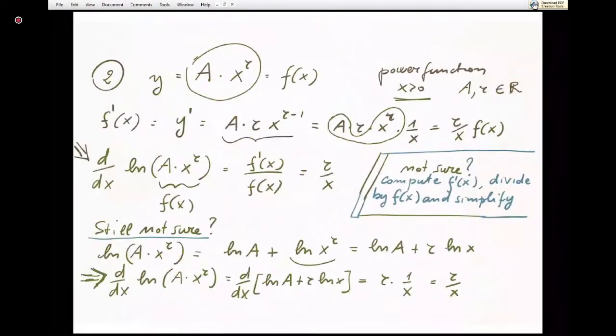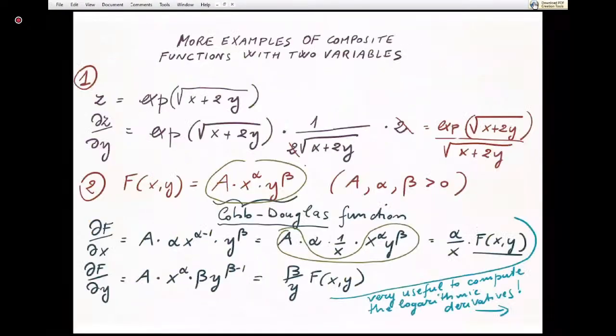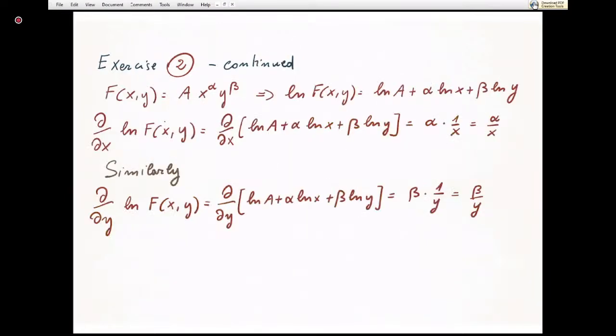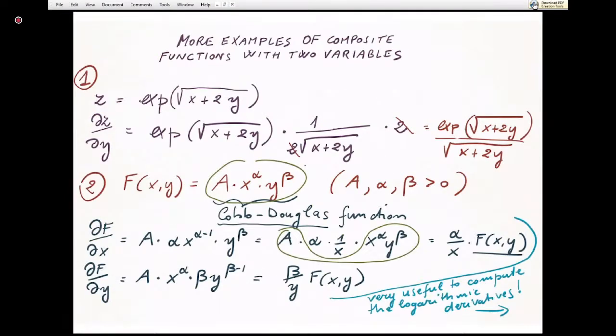Okay, here are more examples with two variables. Some of them are already known to you because we started last time to compute this. But anyway, here is a summary of computations that are quite standard. Also in the simple optimization problems in two variables, etc., we very typically compute derivatives of these kind of functions. Okay? Suppose that your function z is the exponential of the square root of x plus 2y.